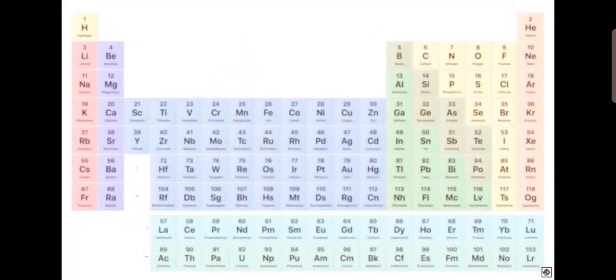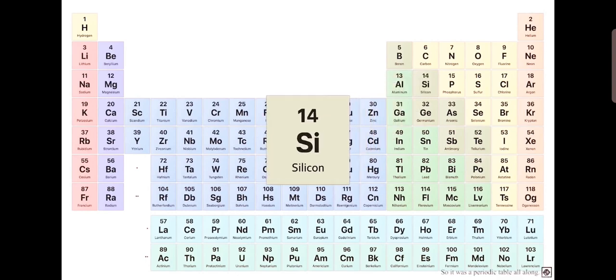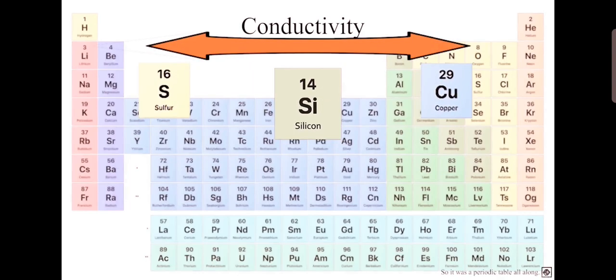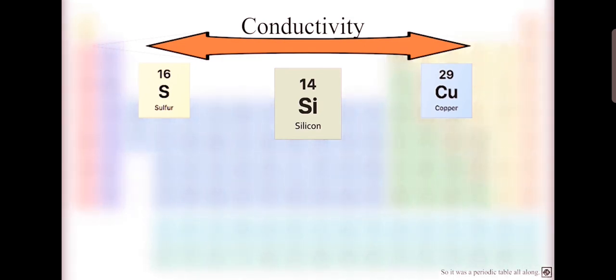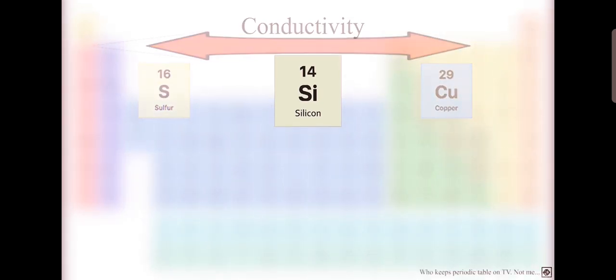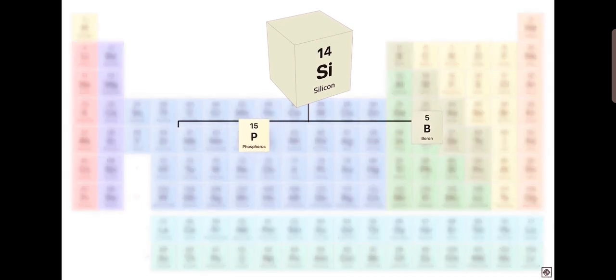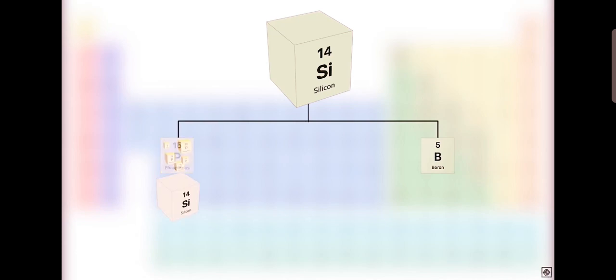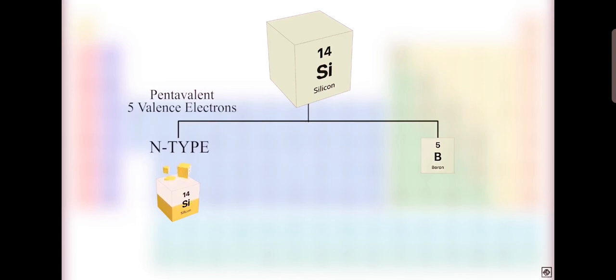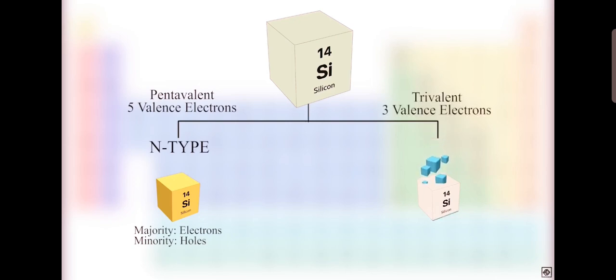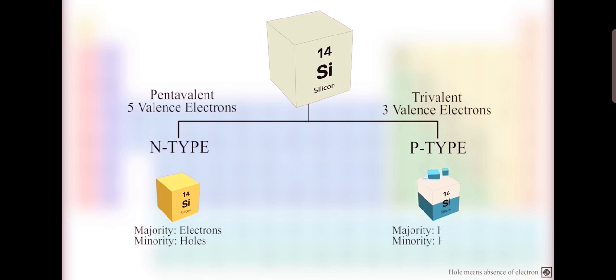A MOSFET is made from a semiconductor material such as silicon. Semiconductors have conductivity between conductors and insulators. Hence, to make a semiconductor a good conductor, we introduce impurities in the pure crystal. There are two types of impurities that are added. If the impurities are pentavalent, then the resulting semiconductor is N-type. In N-type, electrons are the majority of charge carriers, and if the impurities are trivalent, then the resulting semiconductor is P-type. In P-type, holes are the majority of charge carriers.